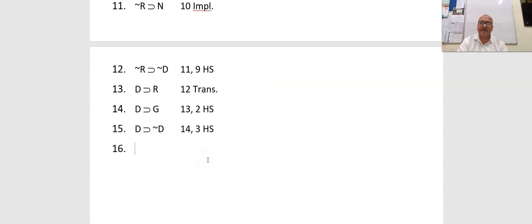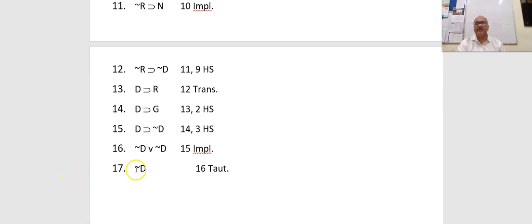What we can do immediately? We can apply material implication in line 15. Material implication. Now negation D wedge negation D. D implies negation D is rewritten as negation D wedge negation D by using rule of implication, material implication. So negation D wedge negation D, this is tautology, right? So we can write just one negation D. What is the rule? We have applied tautology in line 16.